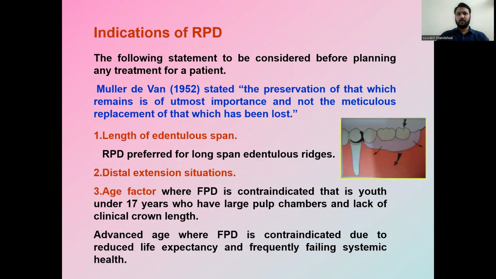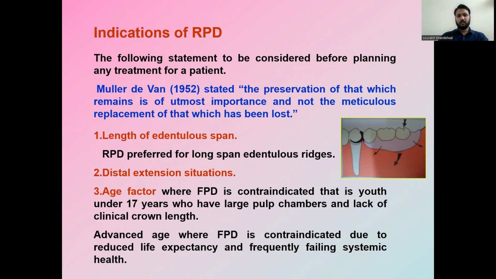Then what are the indications of RPD? The following statements should be considered before planning any treatment for a patient. Muller-Dieven stated that the preservation of that which remains is of utmost importance, and not the meticulous replacement of that which has been lost. The first indication is the length of the edentulous span. RPD is preferred for long edentulous span ridges, where we will not go for fixed partial treatment. Then distal extension situations, where a fixed partial denture is not possible because the posterior abutment is not there.